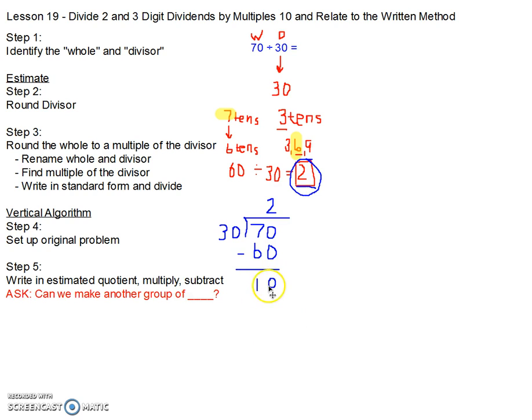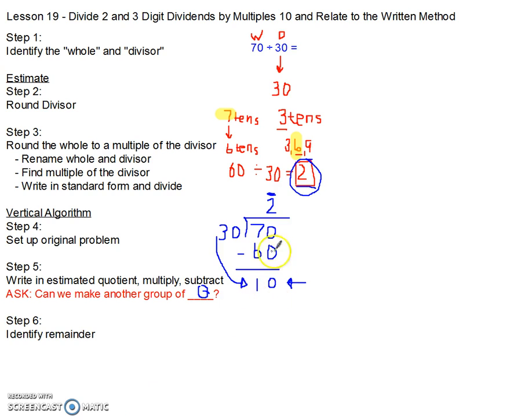Now once we have a remainder, we want to make sure we ask ourselves, can we make another group of our divisor, which in this case is 30? Looking at our remainder, can we make another group of 30 out of 10? Here the answer is no, because 10 is too small to make a group of 30. But if we could, then we did not estimate the right number, and we need to go back and change our number up here.